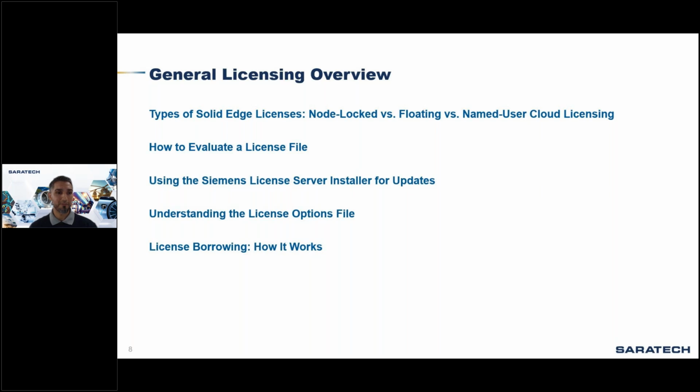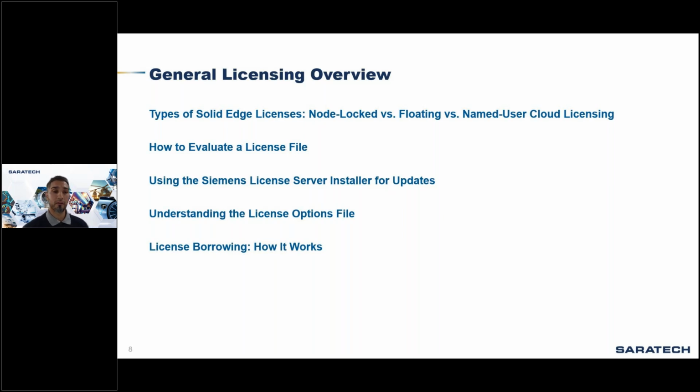There are 5 sections that I broke this up into. First we'll talk about the types of Solid Edge licensing, node-locked and floating, and the new named user cloud licensing that some of you may have already heard of with Solid Edge X, which is a brand new product that just came out a few months ago with the release of Solid Edge 2025. Second, we'll evaluate a license file. For those of you that have traditional node-lock license files or floating license files, we'll look at what those look like nowadays and any recent changes that you may or may not be familiar with already.